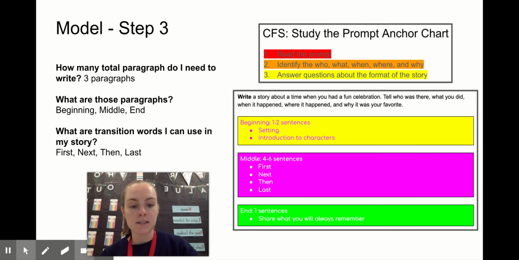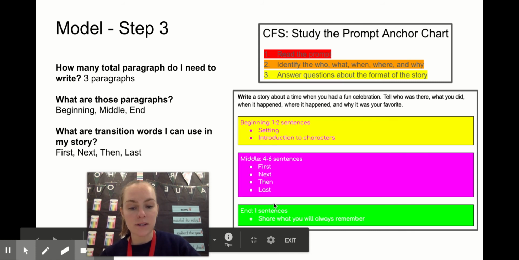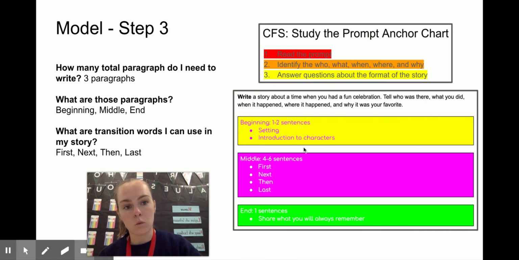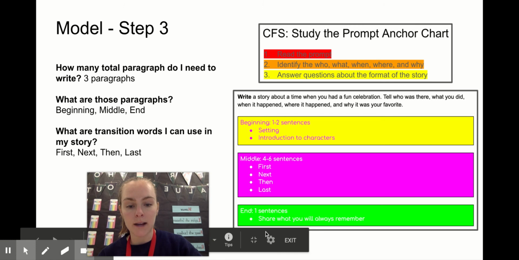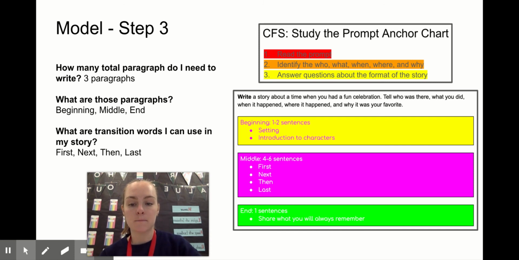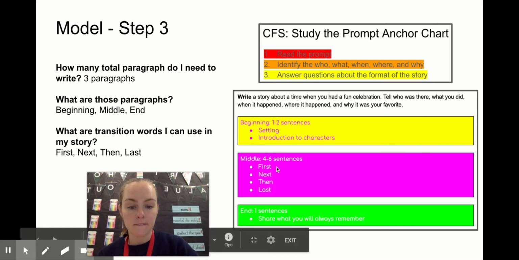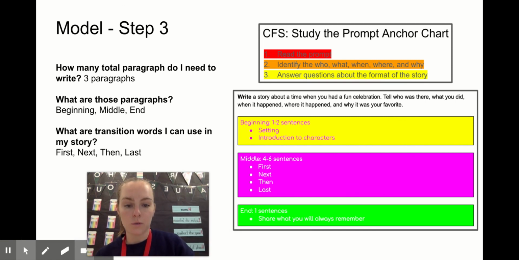So I see there's 3 sections. It has the number of sentences and some key bullet points to let you know what you're going to write in each section. Okay, so now it's time to answer the questions. It says, how many total paragraphs do I need to write? Well, I see 1 box, 2 boxes, 3: the beginning, middle, and end. So that is 3 paragraphs. And what are those paragraphs? Well, I just said them. The beginning, the middle, and the end. Those are the 3 paragraphs. And then what are some transition words I can use in my story? First, next, then, last. Those are the transition words to make sure that I'm going in chronological order.